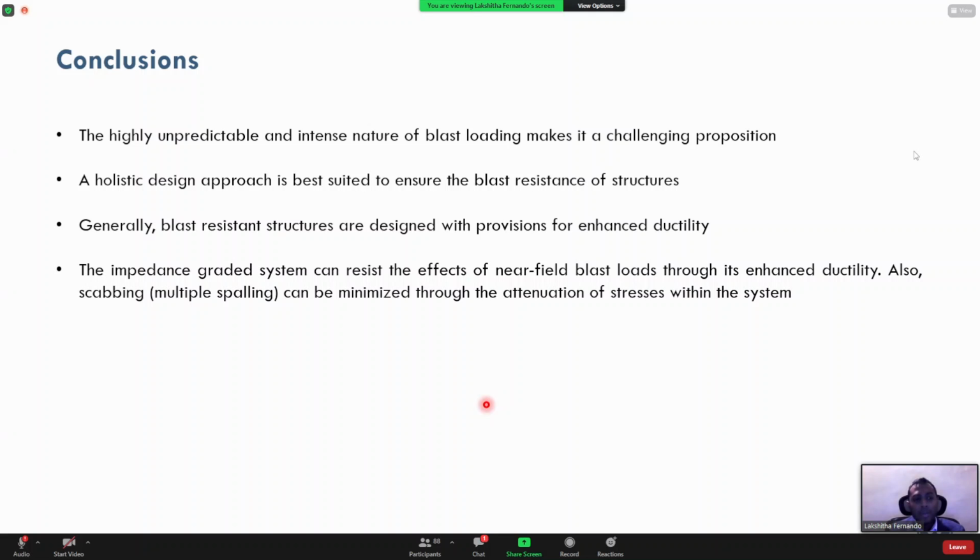And also in terms of resisting, this is the question that I answered as well. It's through enhanced ductility that our structures resist blast. We allow it to deform, but we don't let it fail. So we need ductility for that. In line with that, some of the work that I presented, the things I did in my PhD work, is related to that, where we increase the ductility through an impedance graded system.